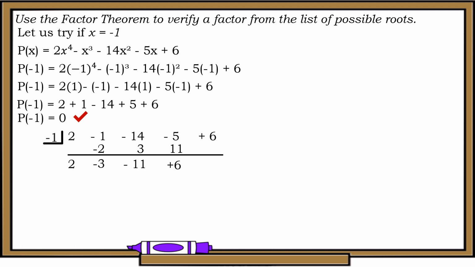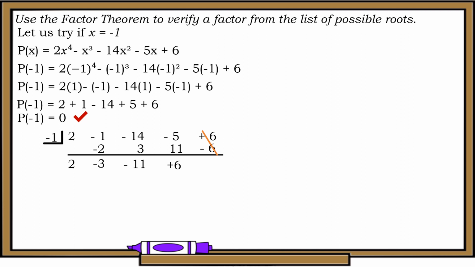Add it, and you got positive 6. Multiply by negative 1, you will get negative 6. When you add the positive 6 and the negative 6, you will get 0. So, it cancels. So, the constant term here is positive 6.